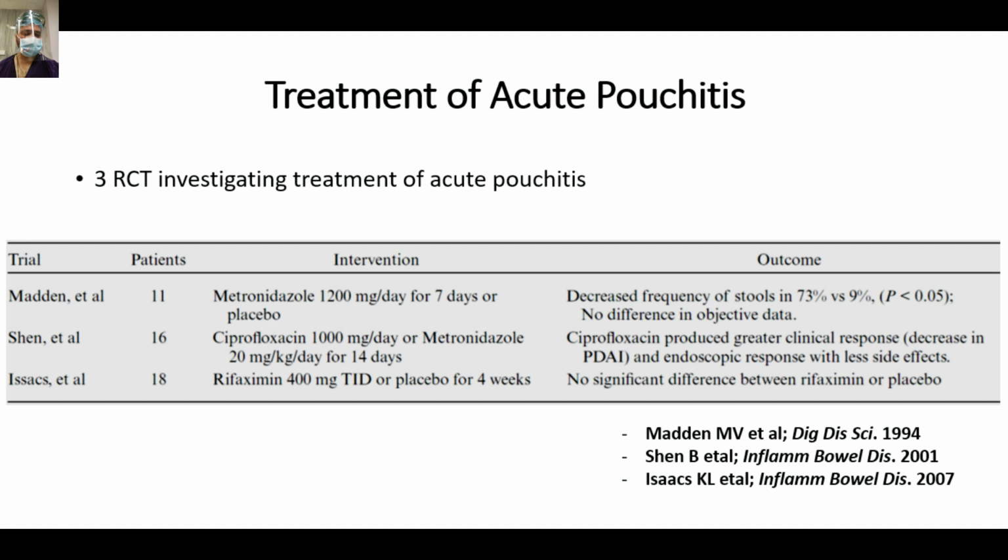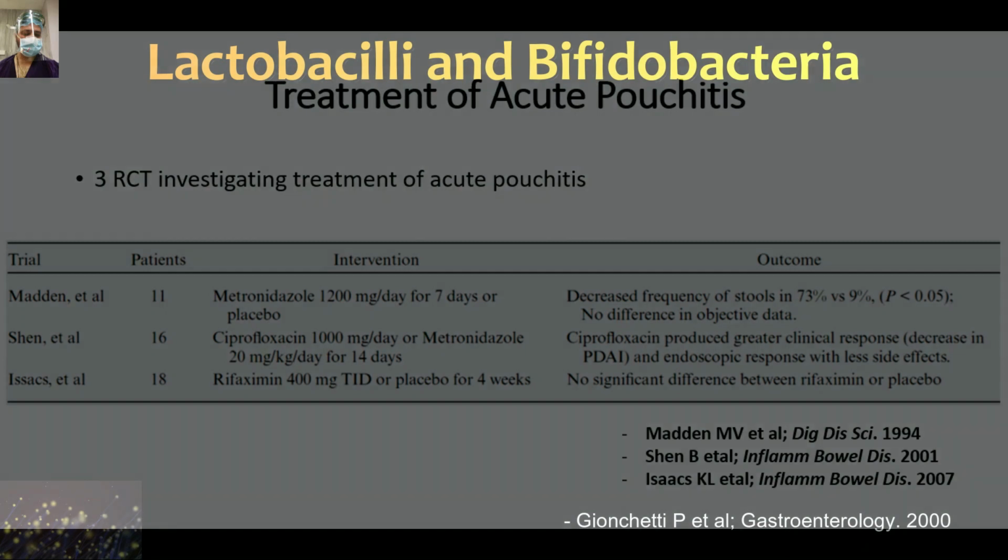In another trial by Shen et al., they used ciprofloxacin 500 mg BD, or metronidazole 20 mg per kg per day for 14 days. Here the ciprofloxacin produced greater response, a decrease in the pouch disease activity index, and endoscopic response with fewer side effects. So this trial favored the treatment with ciprofloxacin. And in another trial, rifaximin versus placebo, there was no significant difference between rifaximin and placebo in acute pouchitis.